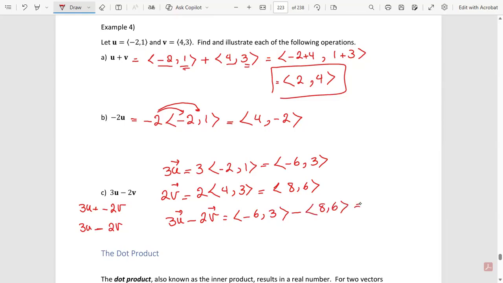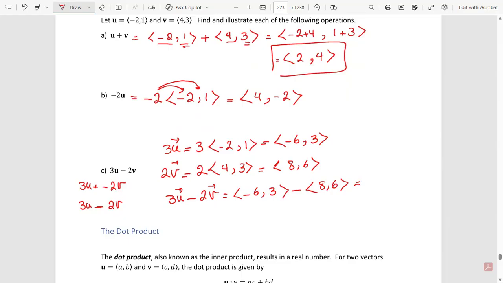For subtraction, we need to subtract the horizontal components, negative 6 minus 8, and we need to subtract vertical components. Negative 6 minus 8 is negative 14, and 3 minus 6 is negative 3. And done. That is the final answer.